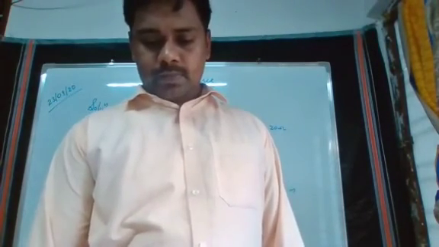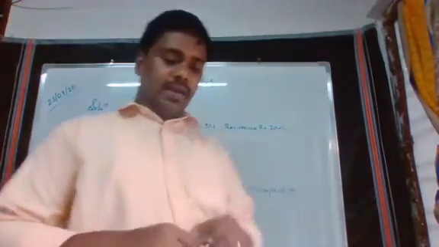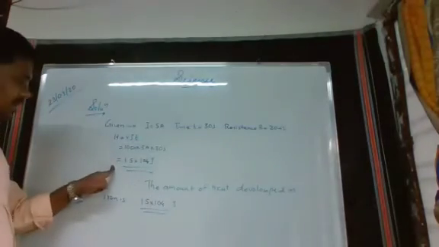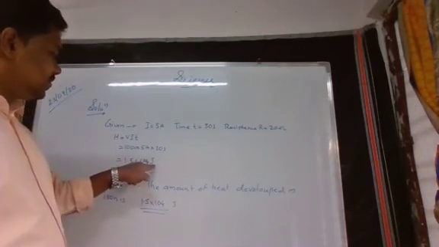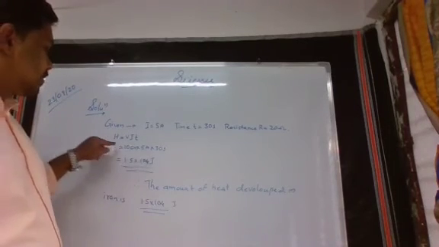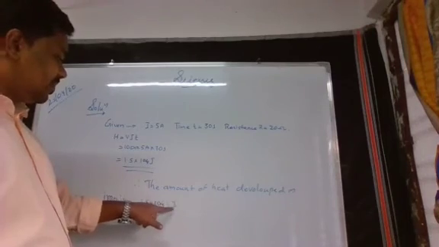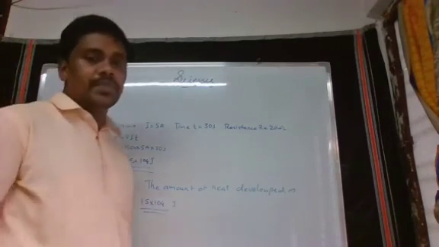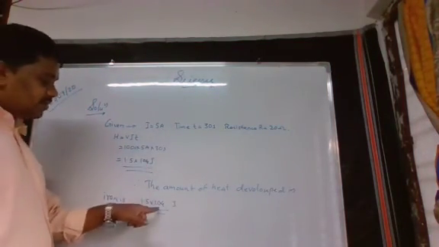Okay, so this is all for the day. Here in this step you check 1.5 into 10 raised to 4 joule. Joule is the unit of heat. Here also 10 raised to 4 joule, not 10 raised to 5. Okay, so please go through that.